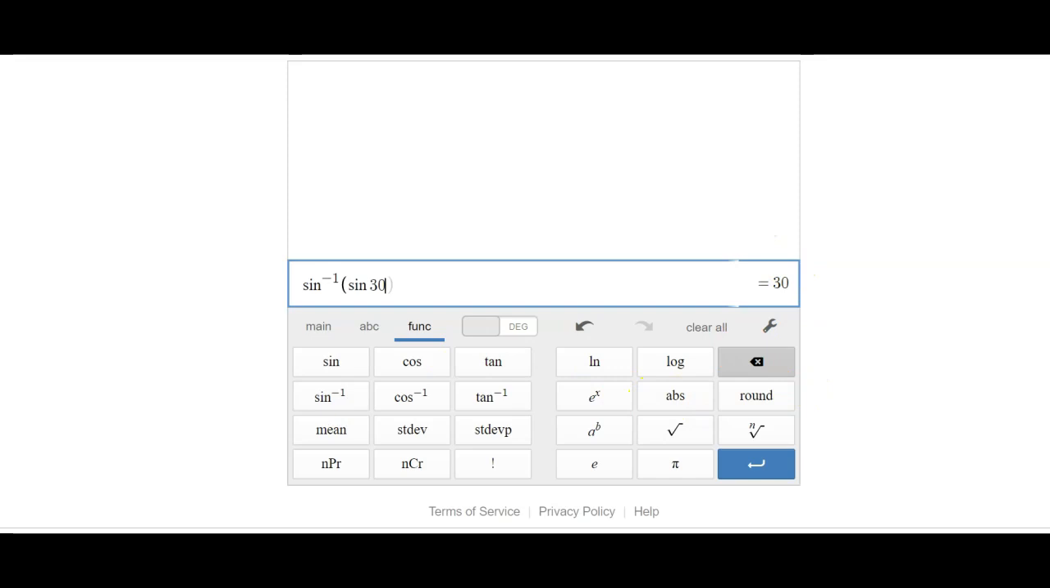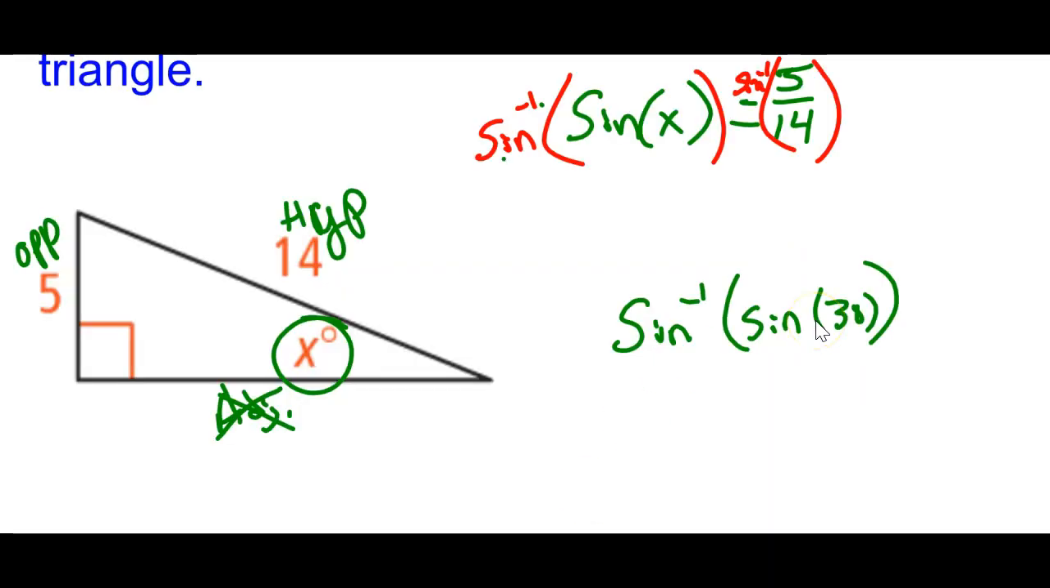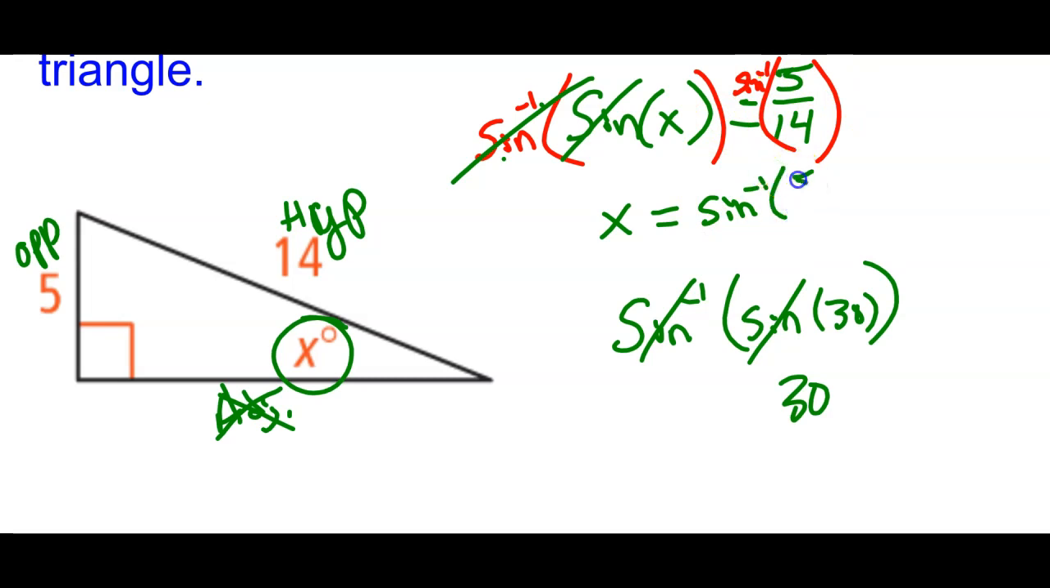So going back and looking at this problem right here, this would just become 30. And this up here, what would happen with this? Well, these would cancel out and I get just x by itself there. But remember, you can't just take the sine inverse of one side. You've got to do it over here also. So we are going to say it equals the sine inverse of 5 over 14.